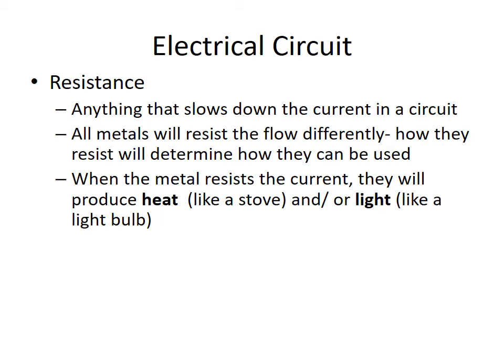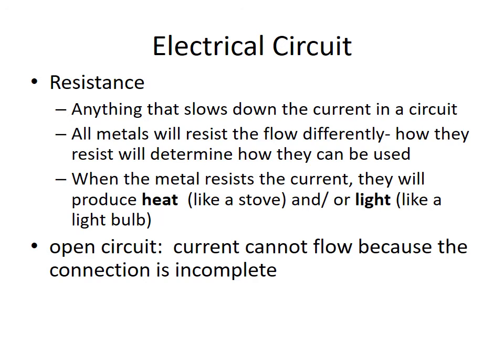So if you've ever looked at the stove top whenever it's really, really hot and it turns red and it gets hot, all right? So it produces heat and light. That's how you know that it is resisting current. Now, if you have a circuit that is open, not connected from the negative to the positive end of your battery, then the current can't flow because the connection's incomplete. There is a gap. It is open.